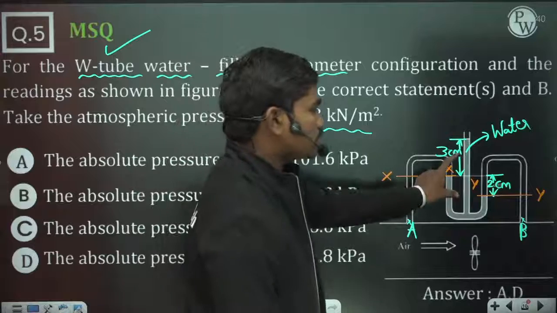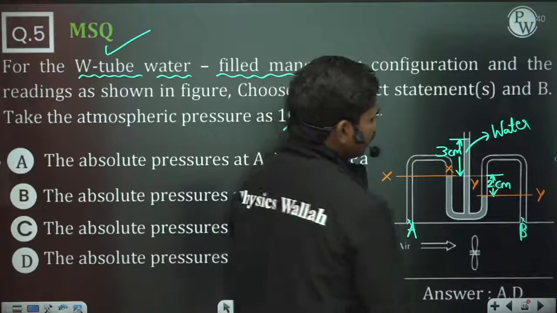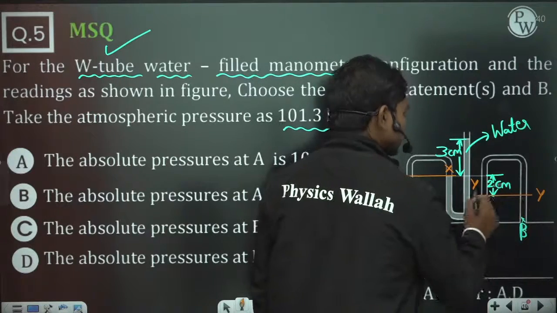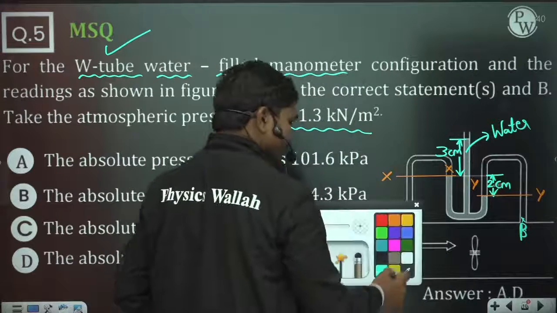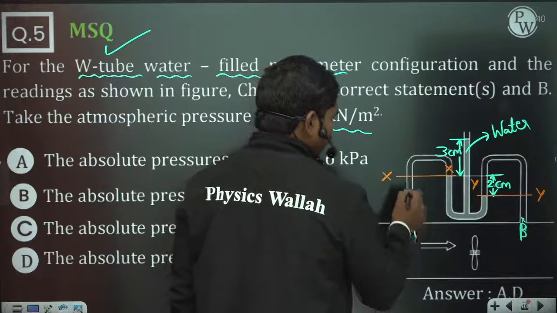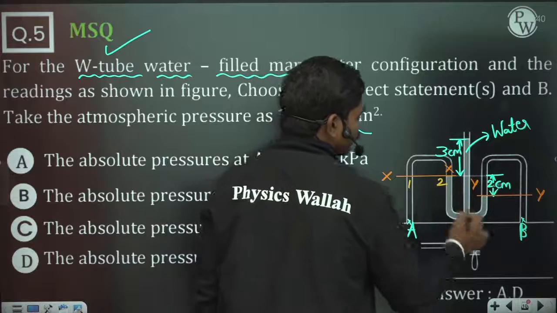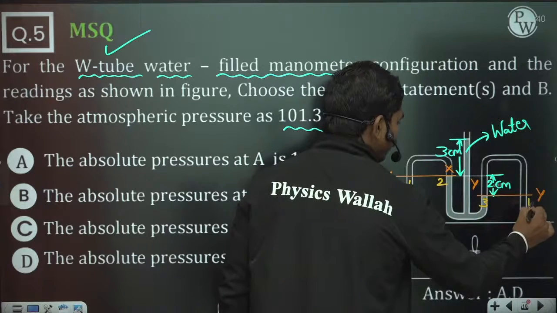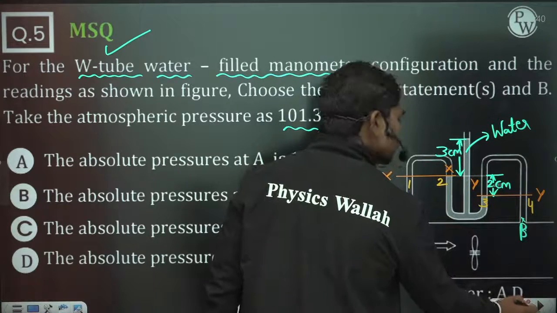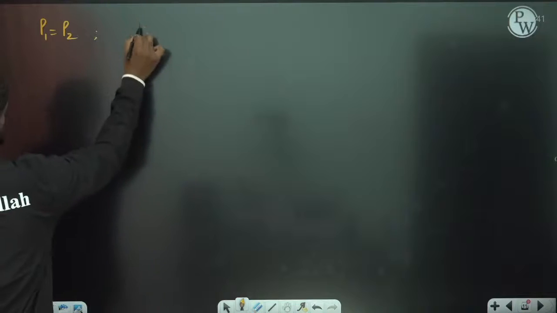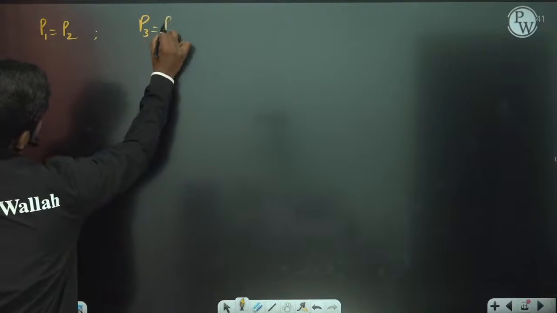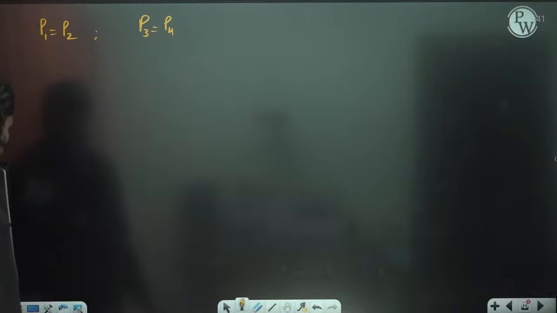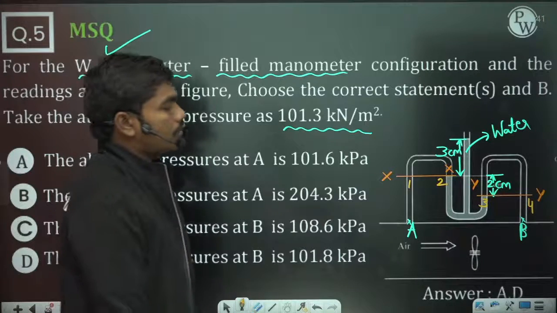Now we need the pressures at these 2 locations. Now tell me one thing: the pressure at these two locations is the same, and the pressure at these two locations is also the same. Means if I name these points as 1, 2, 3, 4, then you know one thing, P1 is equal to P2, and P3 is equal to P4. Okay. Now let us calculate.